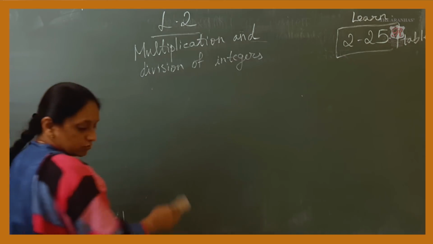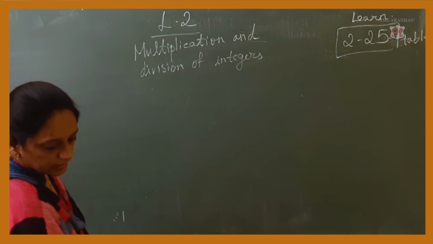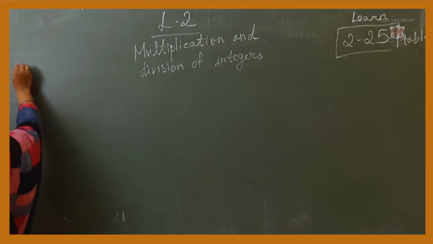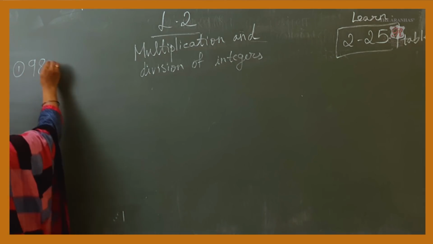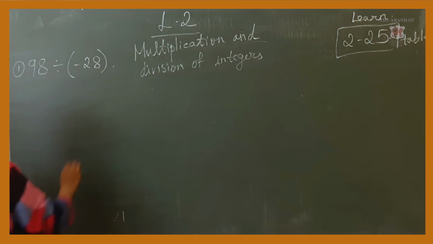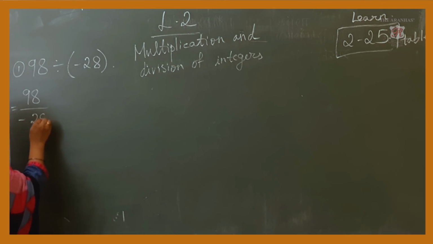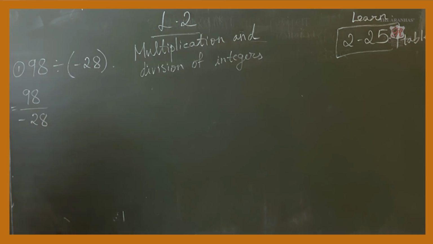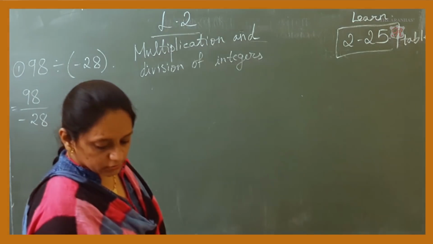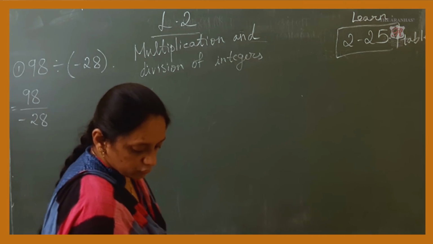Now we go to the next question of the exercise. Next question is, I think, 98 and 28. But look at the signs: 98 divided by minus 28. Division means upon, that means 98 upon minus 28. This they have given in the question. So what is to be done, students? We have to check in which table both of these go.